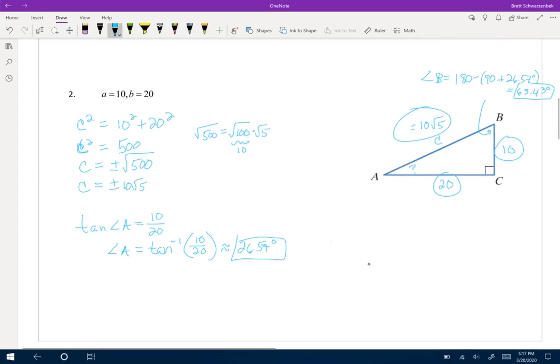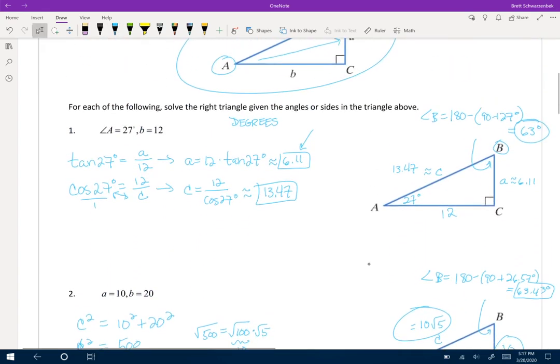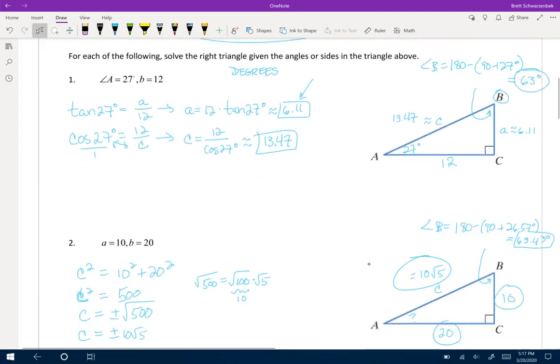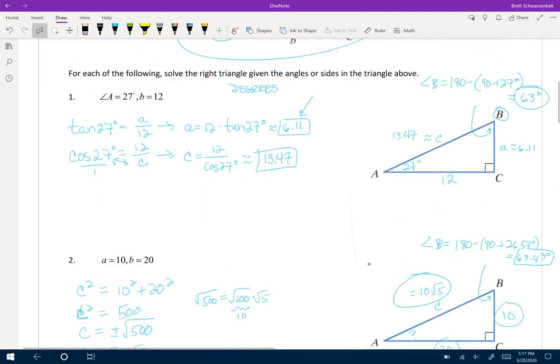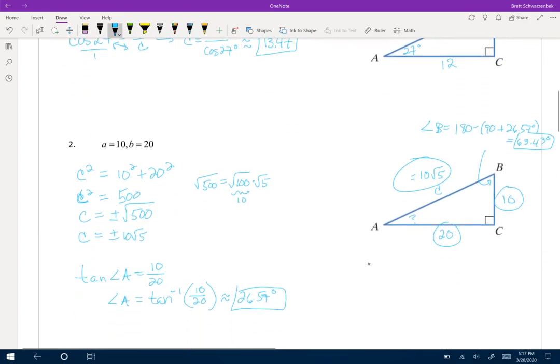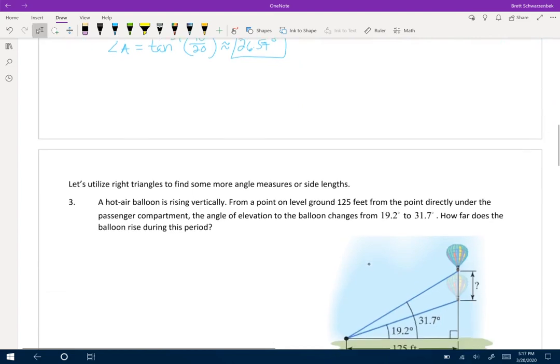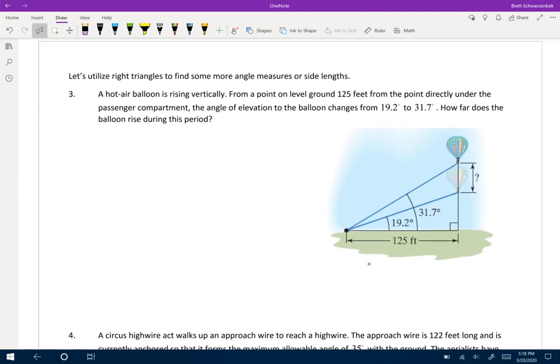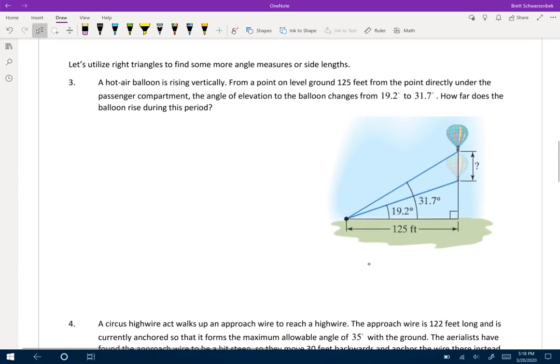I think many of you will coast through them based on earlier material, but you'll see that if I ask for you to solve a right triangle, you need to find all of the remaining missing pieces using your calculator. Okay, so let's talk about some word problems involving trigonometry.